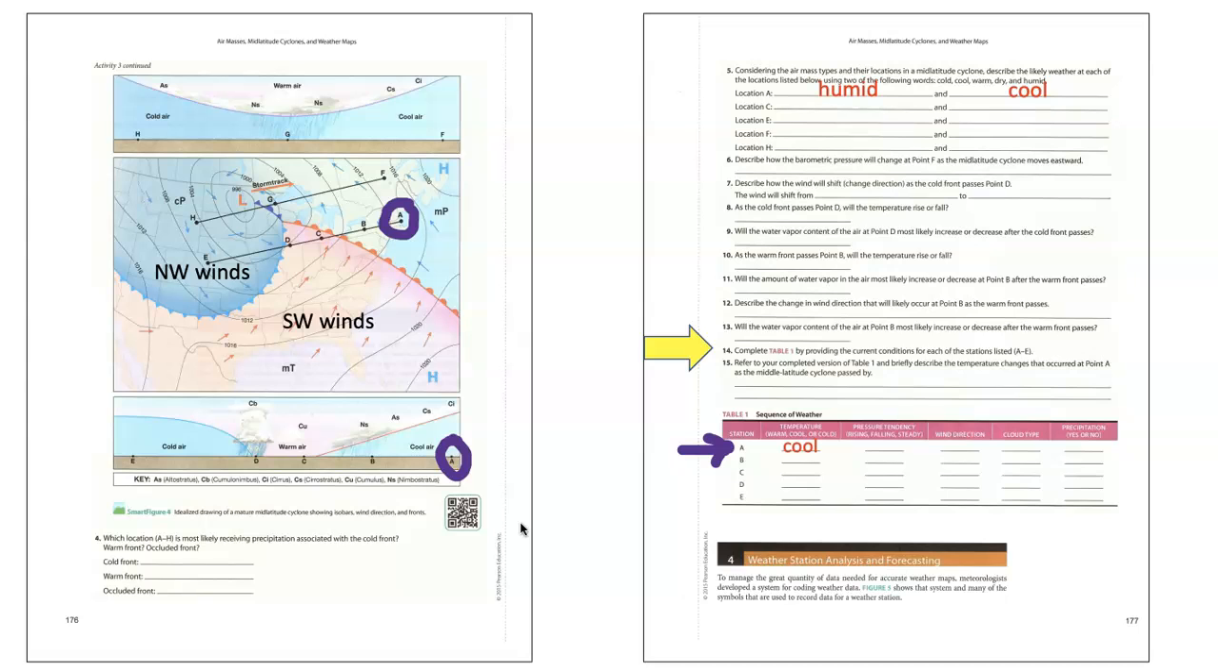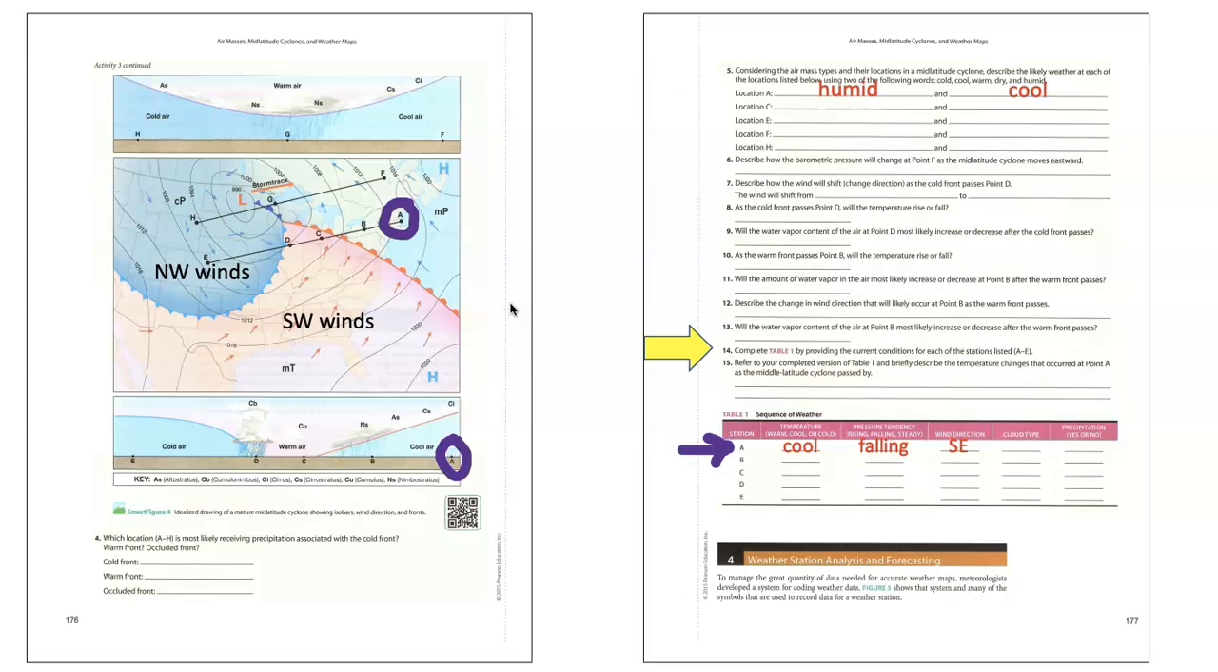Is it steady? Well, remember, this entire system is moving to the west. So region A is going to experience a drop in pressure as these lower pressures move over region A. So the pressure is going to be falling. What about the wind direction? Well, A is in this region where we have winds coming from the southeast. So the wind direction is southeast.